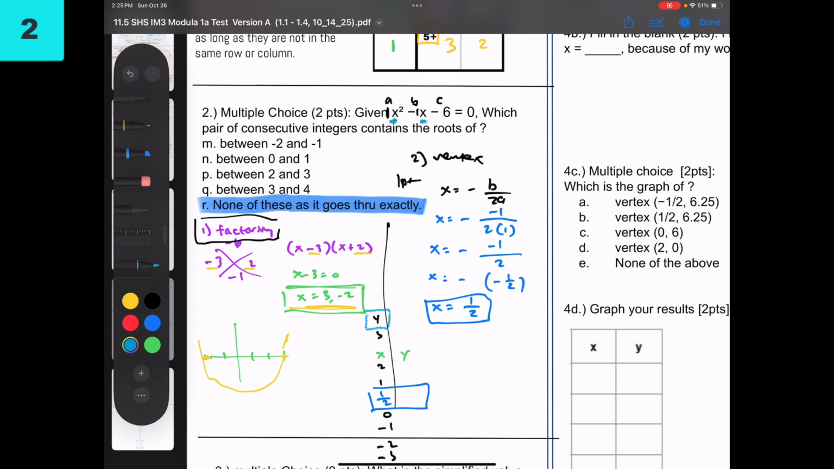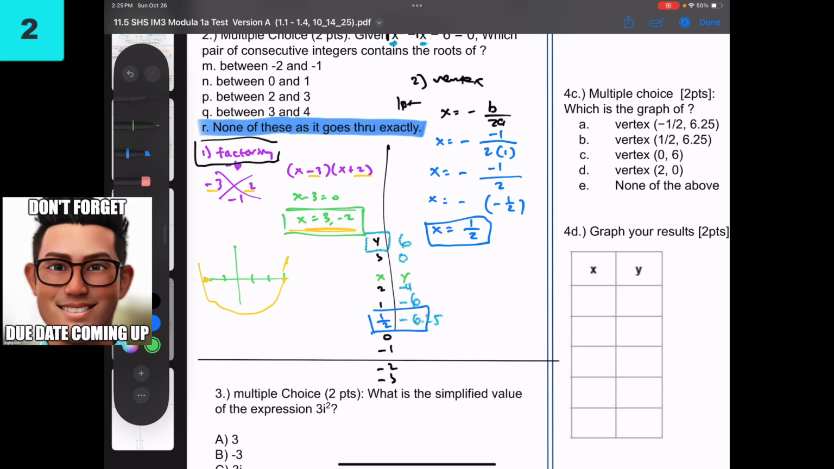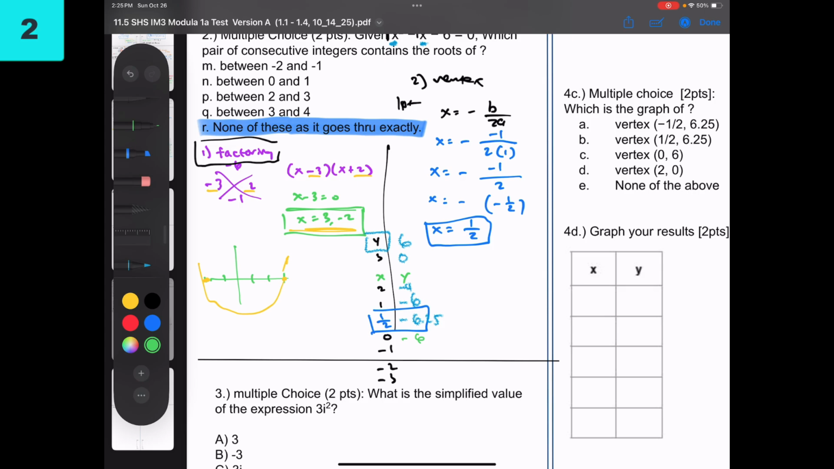So 4 squared is 16. 16 minus 4 is 12, and 12 minus 6 is 6. Now you could have used your technology here, so I'm just going to fill this in. 2, -4, 1, -6. I'm going to guess 1/2 is -6.25. I actually don't know what it is. Then 0, -6, -1, -4, 0, and 6. Okay. So what you'll notice is the key number we're looking for is 0. That would tell you exactly.